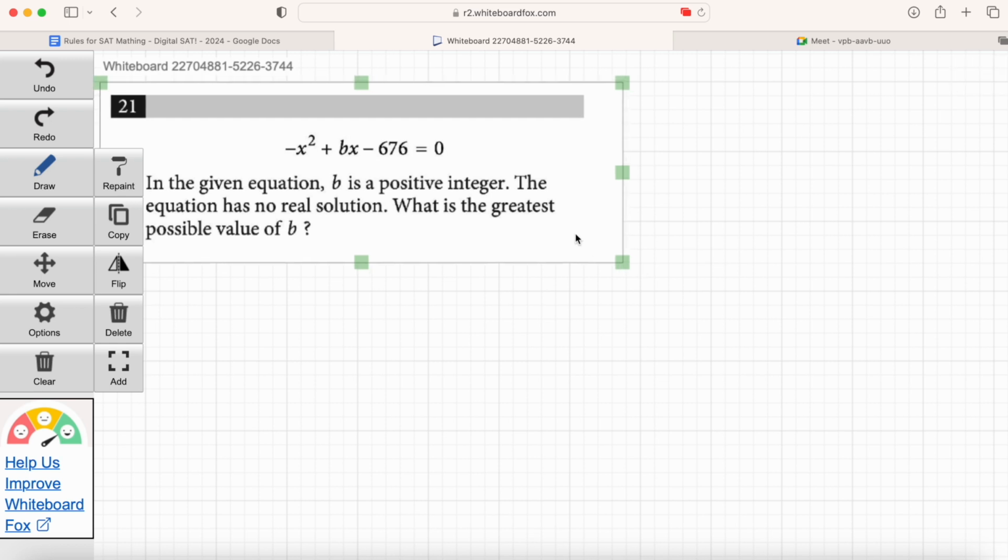Emma, go ahead and read question number 21 when you see that on the screen. In the given equation, b is a positive integer. The equation has no real solution. What is the greatest possible value of b? Oh, this is a tough question. I saved some of the tougher ones for the end here. What are we solving for here? The greatest possible value of b.